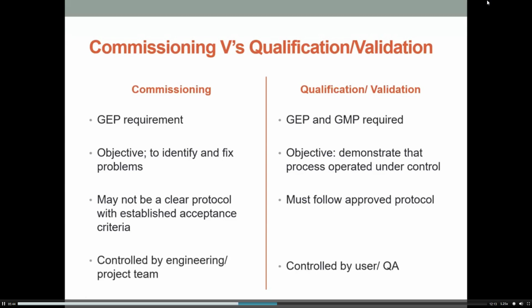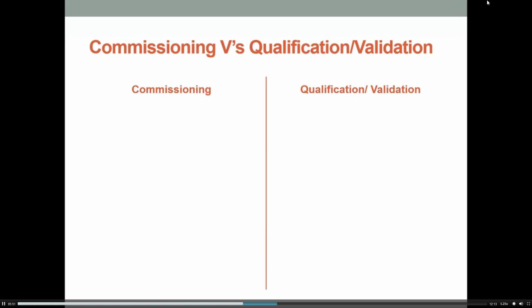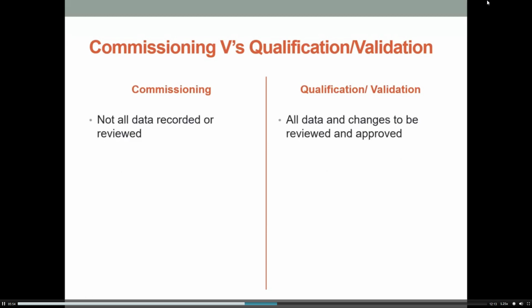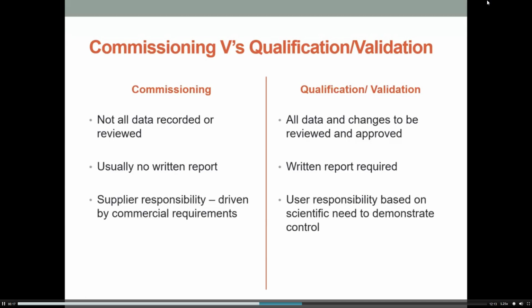Commissioning is controlled by the engineering or the project team, whereas qualification or validation are controlled by the user and the QA group. In commissioning, you might not necessarily need to review all data because a lot of it is for information purposes. In qualification and validation, absolutely all data and changes have to be reviewed and approved. In commissioning, there's usually no written report, although there may be, but it's not an absolute requirement, whereas in qualification and validation, it absolutely is a requirement.